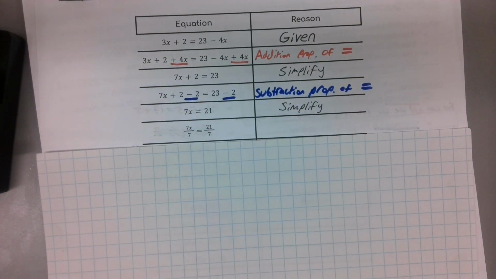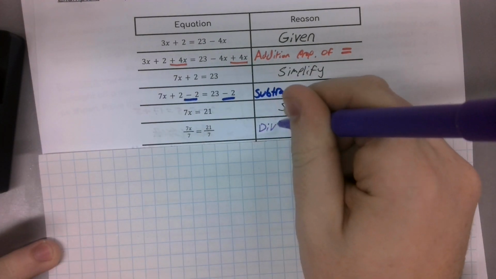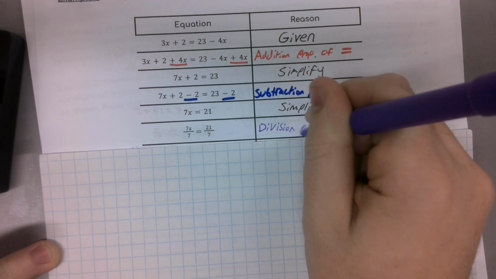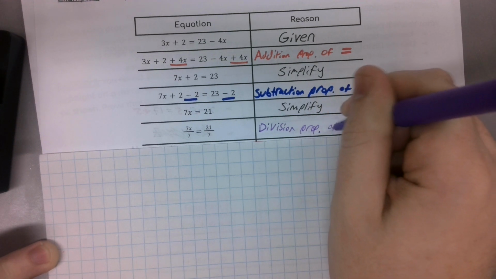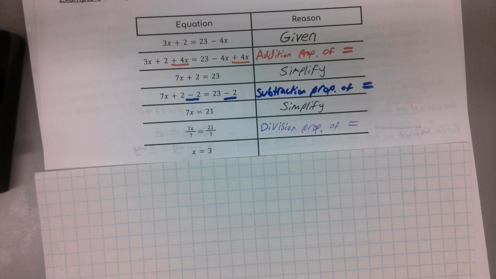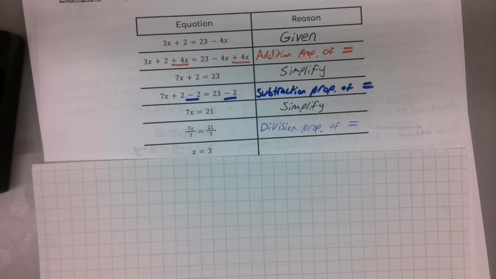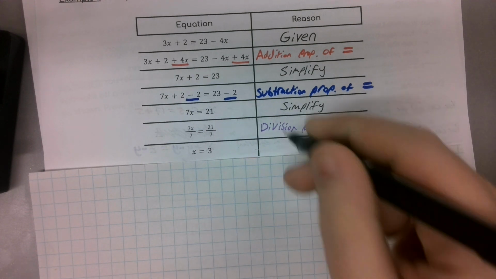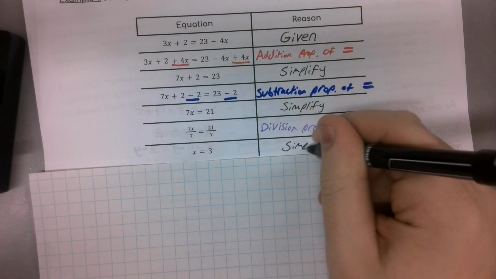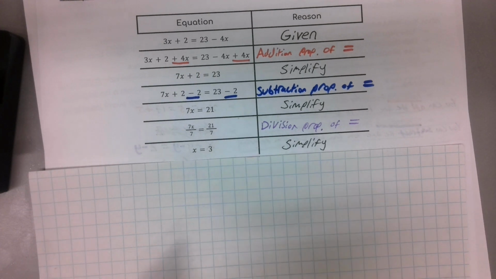What lets us divide both sides by 7? The division property of equality. I think we're starting to see a pattern here, right? Division property of equality lets us divide on both sides. So we divide by 7 on both sides, and look at what we're left with. We're just left with x equals 3. Again, we did that by simplifying 7 divided by 7 and 21 divided by 7.